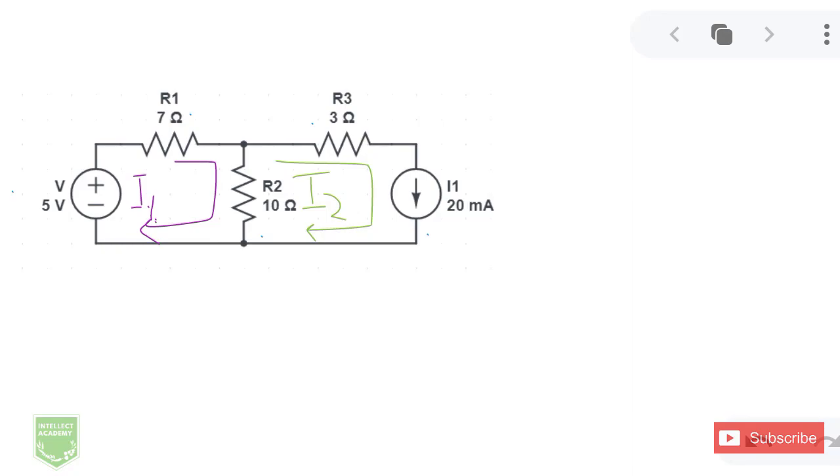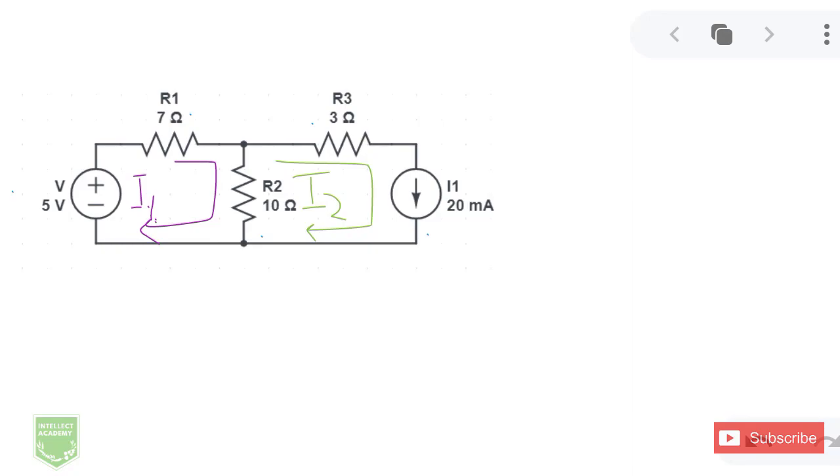Now, at this point, notice that I marked these two currents in a clockwise direction. You can choose either clockwise or anti-clockwise, but you need to be consistent with it. So this would be my technique: I would be marking my currents in clockwise direction, and I would be marking them with capital letters.